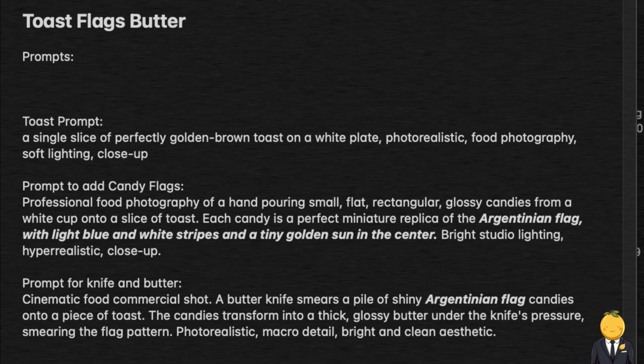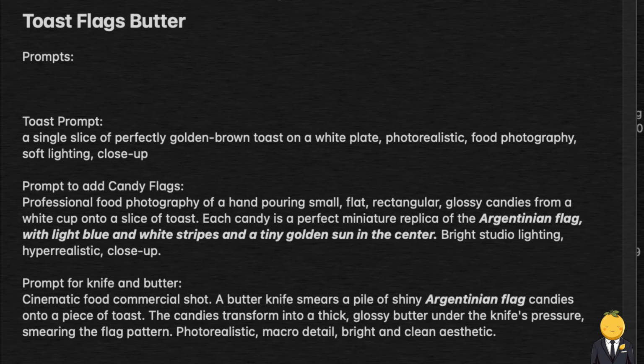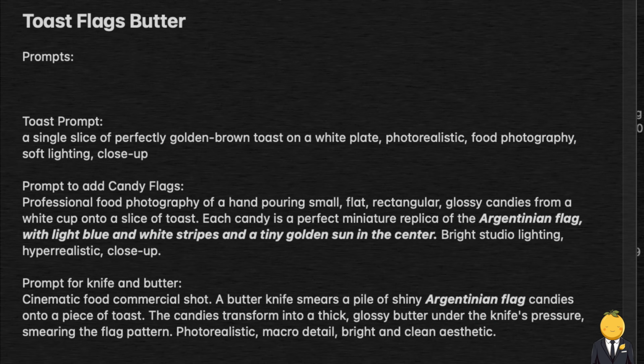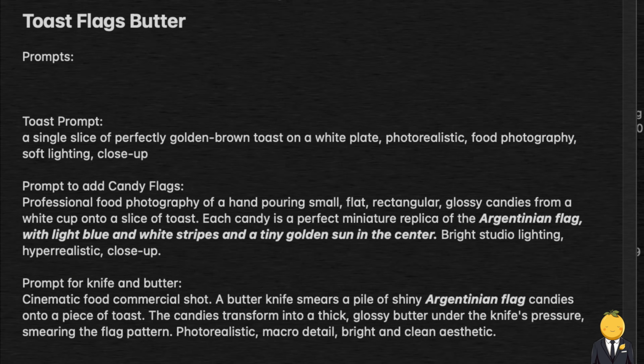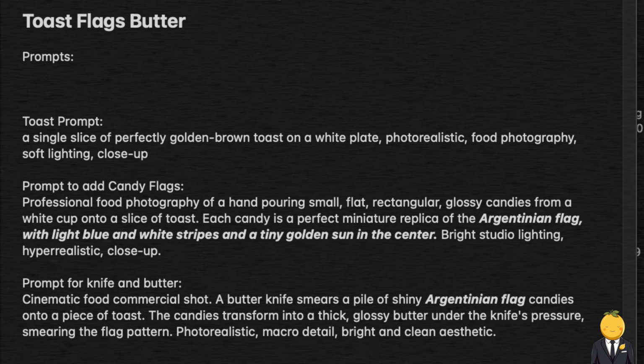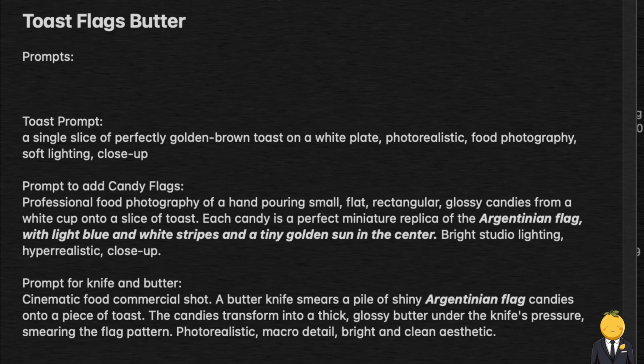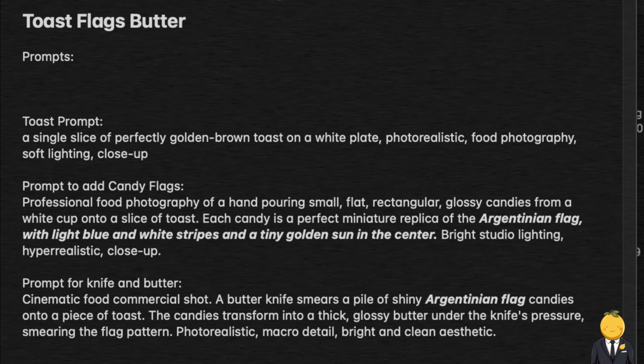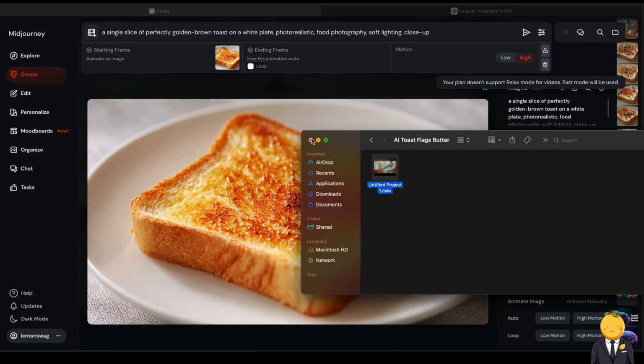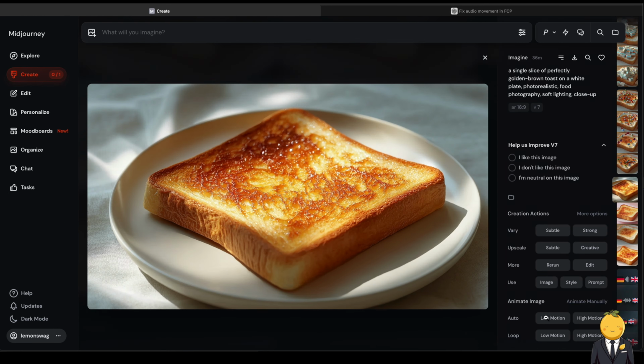Okay, I have all the prompts listed for you here. First, you need this prompt to create the toast image. Then you need this prompt to add the candy flags. All you need to do here is to change the flag from Argentinian to, for example, American. And then thirdly, you need this prompt, where you also need to change the flag name. So here is a speed run of me using this formula for the American flags.